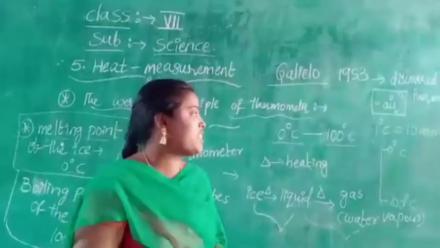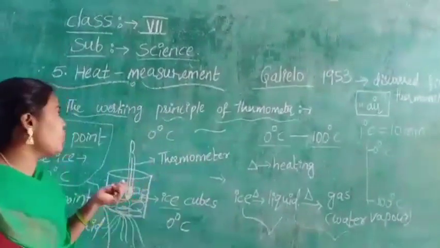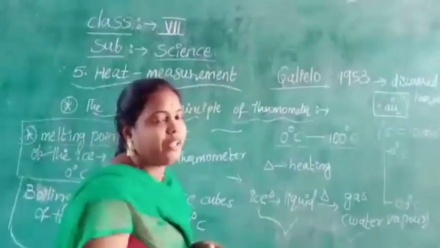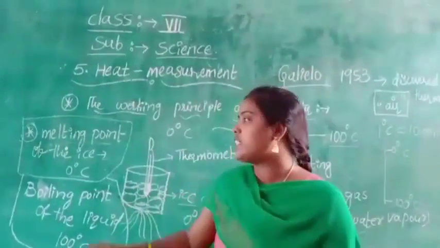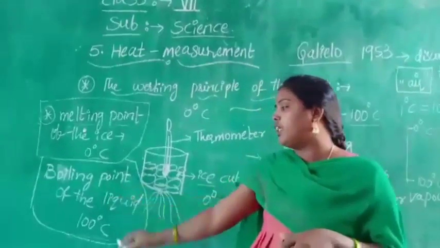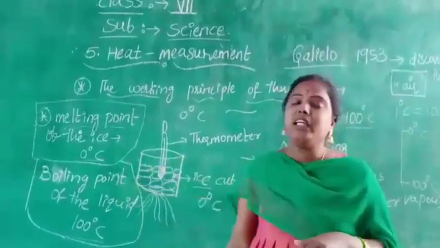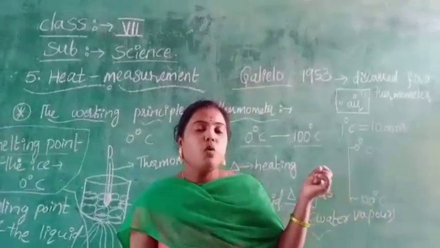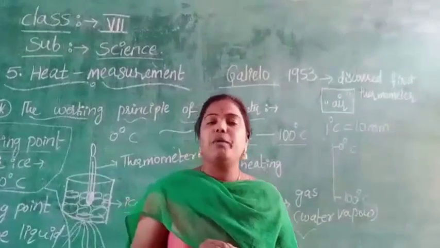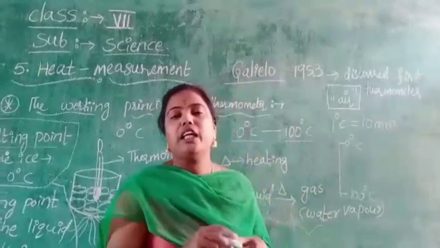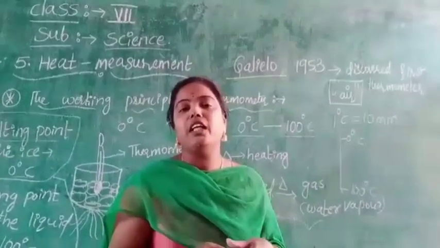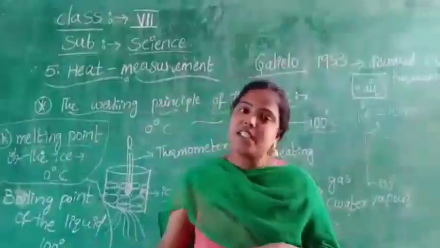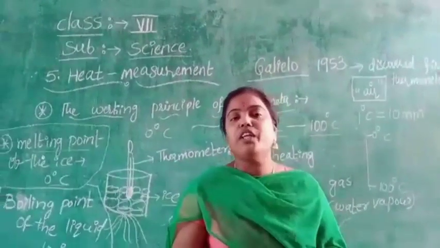So this is about today's class. We discussed the working principle of the thermometer, what the boiling point of the liquid is, and what the melting point of the liquid is. And who discovered the first thermometer and what type of material he took in the thermometer. This is our class today. Hope you understand this video.